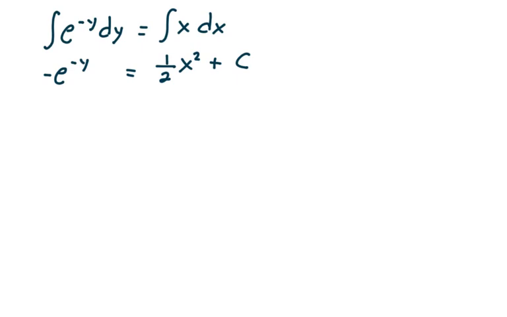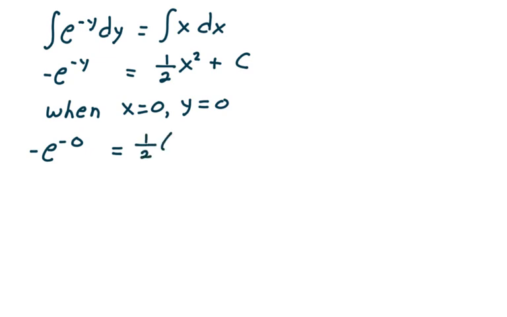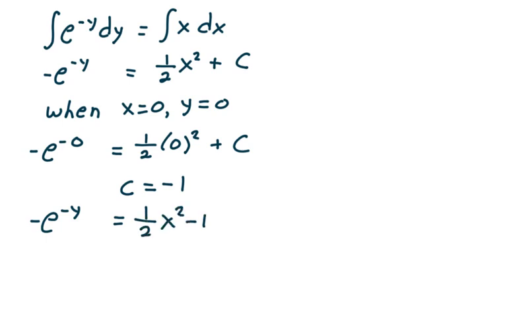Now we need to solve for c, and we're going to utilize our initial condition to do that. So remember, when x is 0, we know y is 0. And so negative e to the negative 0 is the same as 1/2 of 0 squared plus c. But that's going to tell me c is negative 1. And so negative e to the negative y is the same as 1/2 x squared minus 1.